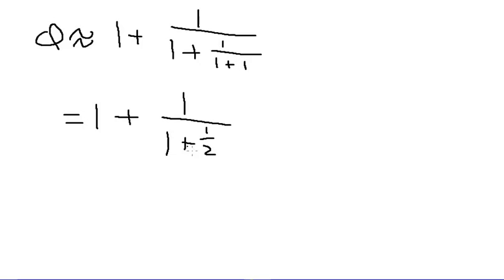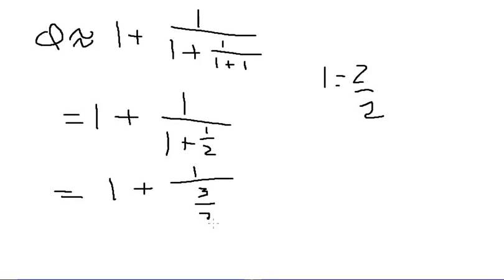1 plus 1 over 1, 1 plus a half. Well, 1 is the same thing as 2 halves. So 2 halves plus 1 half is 3 halves. And then you just got to remember, if you have a number divided by a fraction, to divide by a fraction is the same as multiplying by the reciprocal, meaning flip your fraction. So that's how we get this. 1 plus 1 times 2/3. And so this dot right here, that means times, multiplication dot. Well, that's just 1 plus 2/3.